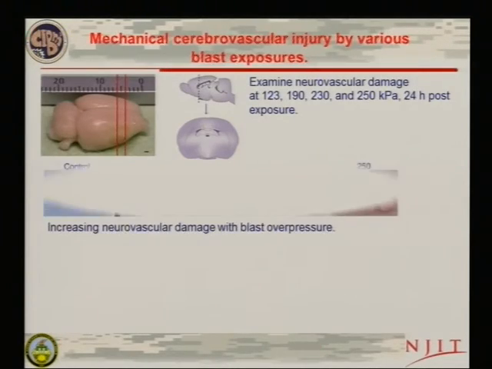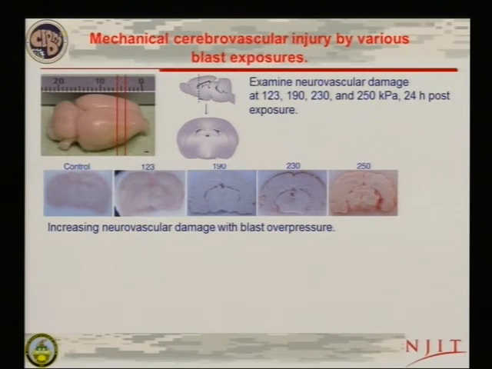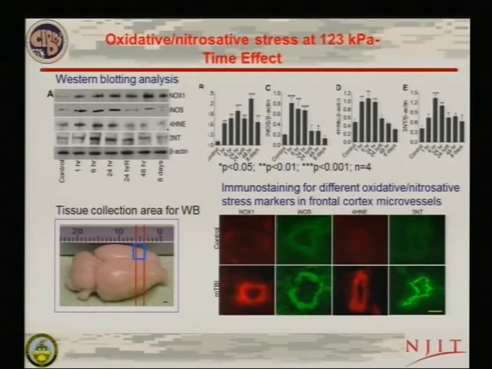The basic idea is that we do the animal model with increasing amounts of pressure. This is very similar to somebody falling from different heights, or somebody going at faster and faster speeds, like 30 miles per hour, 40, 50 miles per hour. So these are increasing things. Unfortunately, some of them are not linear.